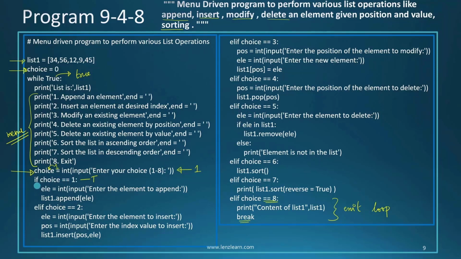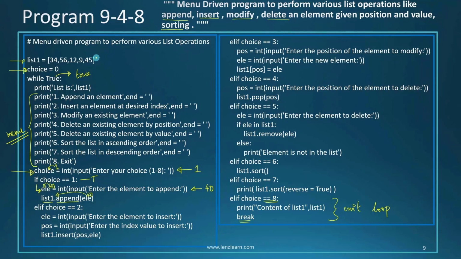Now as this condition is true, the control will come into the if block, and there you have to enter an element that you have to append to the list. Append means to add it to the end of the list. So enter the element to append. For example, if you enter 40, now 40 will be stored into ELE. ELE stands for element in this program. Now I am calling the inbuilt function append on list 1 with value 40. So now 40 will be added as the last element to list 1.